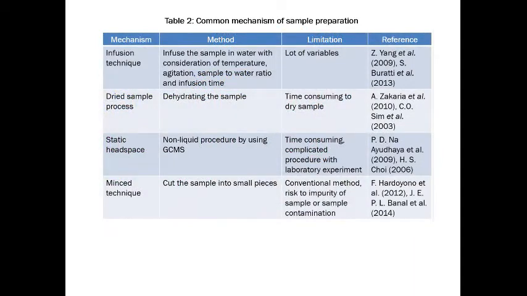Table 2 shows the component mechanisms of sample preparation, the existing mechanisms we use in e-nose systems. We have infusion techniques, dry sample process, static headspace, and other conventional techniques. They have a lot of limitations. For infusion techniques, there are lots of variables. For the dry sample process, it is time consuming to dry the samples. For static headspace, it is a time consuming, complicated procedure with laboratory experiments. For the conventional method, there is impurity of the sample, or sample contamination.